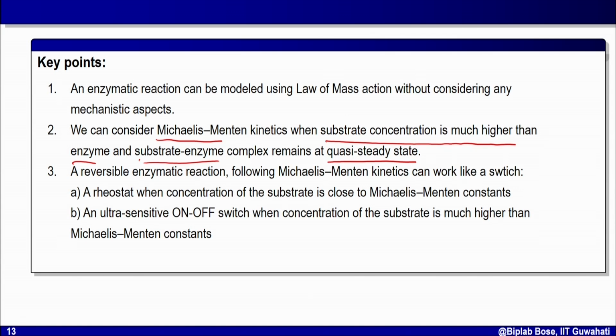If I have a reversible reaction scheme which works as a switch in a large cascade, and if both the processes, the forward and reverse reaction, follow Michaelis-Menten kinetics, then I can get a switch which has two behaviors. When the substrate concentration is close to Michaelis-Menten constant, the switch will work like a rheostat. When the concentration of the substrates is much higher than the Michaelis-Menten constant, the same reversible reaction switch will work as an ultrasensitive on-off switch.